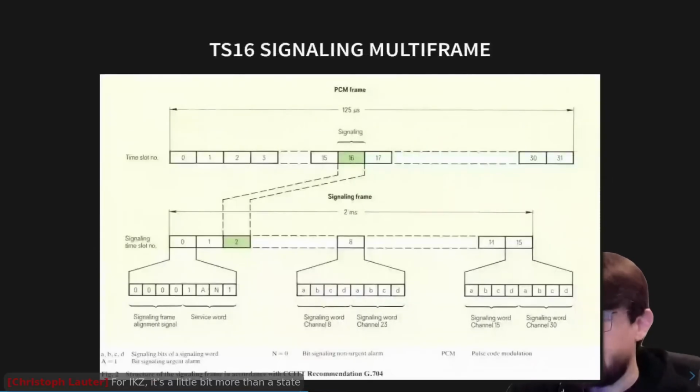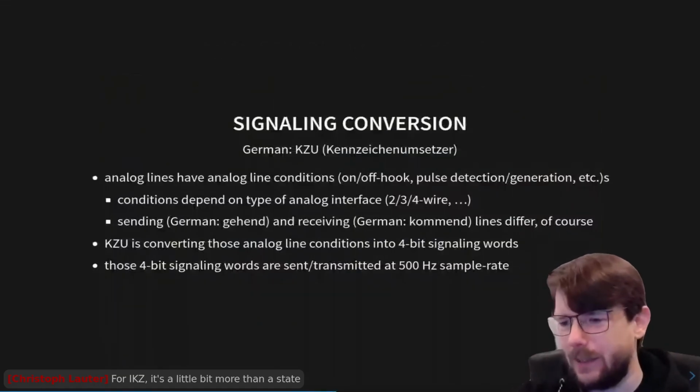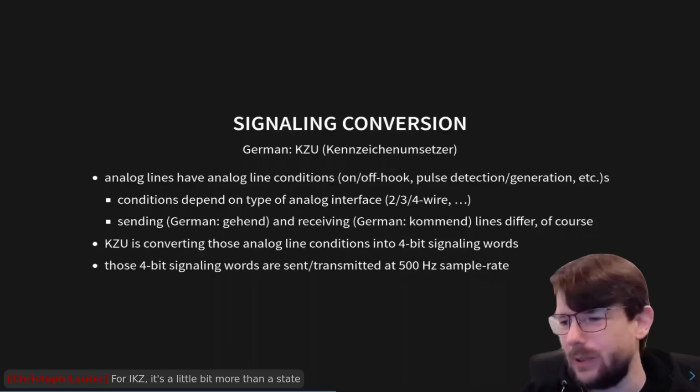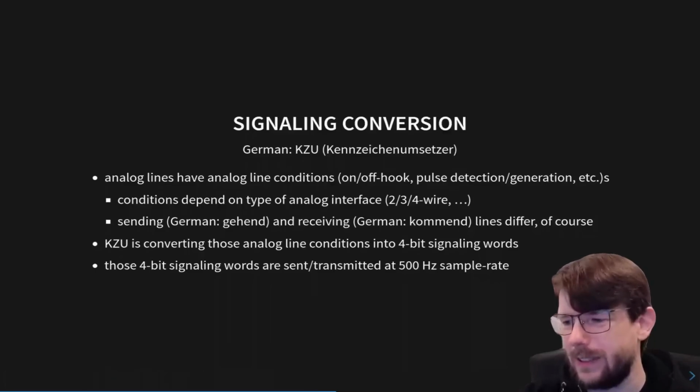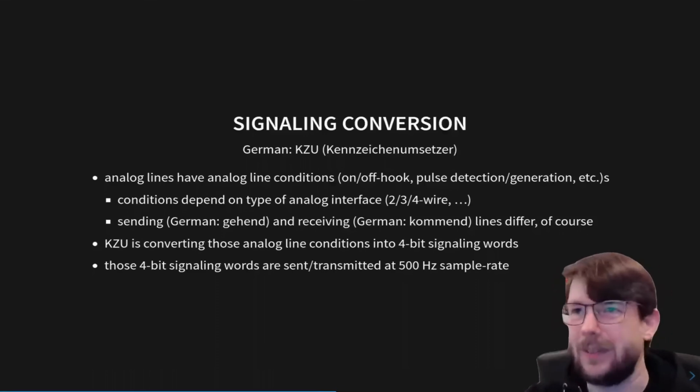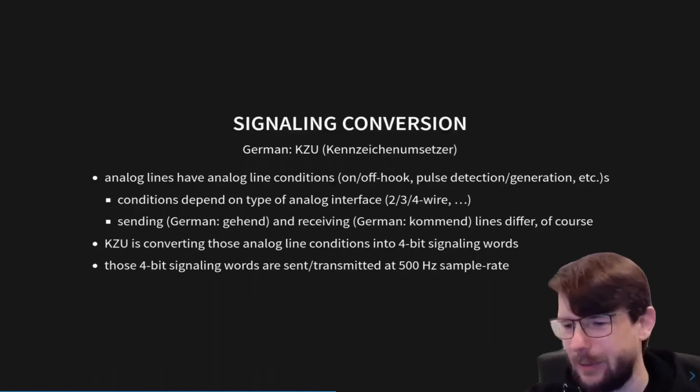And now, what do we put in those bits? That's what the signal converter, or Kennzeichenumsetzer in German, does. So we have analog line conditions, the simplest one being on hook, off hook, but then we have pulse generation, pulse detection, and flash, and all kinds of things. Those conditions depend a bit on the type of analog interface that you have. Some conditions may not exist in all of those, and some are specific, and so on. And then you have to differentiate between sending and receiving lines.